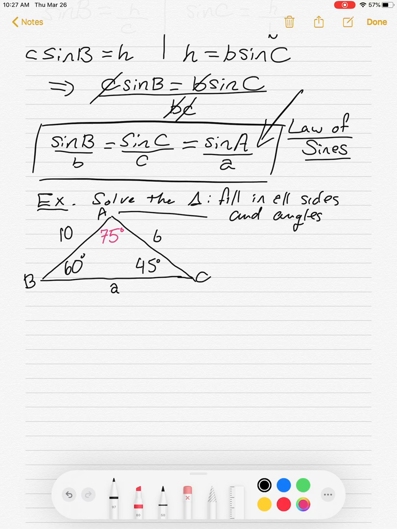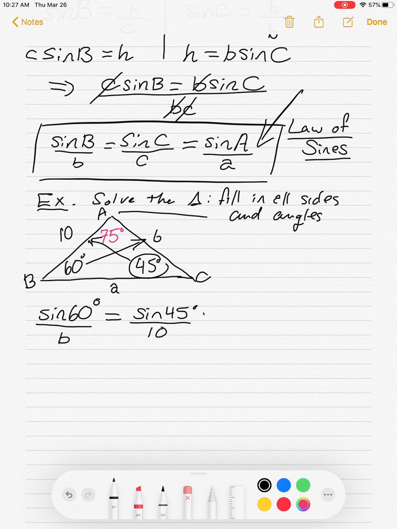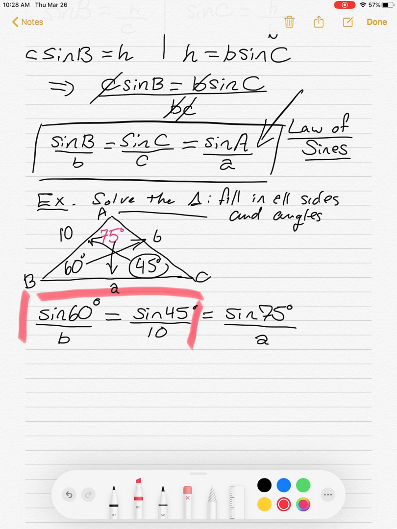So I can really set up a whole number of different pairs. Let's see, I could do sine of 60 degrees. This one corresponds with this one, right? Sine of 60 degrees over B. I could do sine of 45 degrees. That one would have to be over 10. Or I could do sine of 75 degrees. That one would be over A. So the thing is, I can use any of these pairs. Let's say I could use this one and this one.